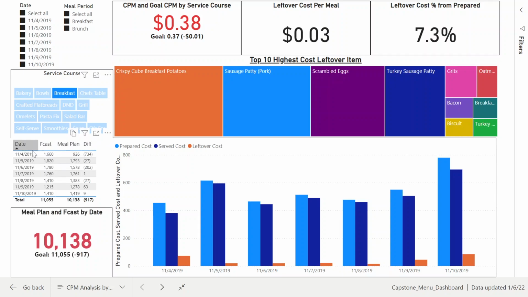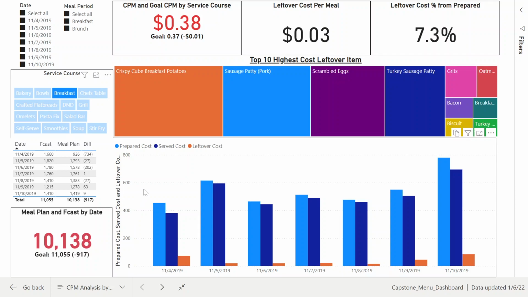Jumping down from that, we have a table that has the date, some hard-coded numbers that the operators provide about how many customers, or how many meal plans, they think they're going to do in that given day. And then we have the actual numbers supplied by gold. So you see here, the operator thought they were going to do 11,055, actually did 10,138, and so we missed the forecast by 917 meal plans. That number is reflected on this card, and it is in red as they missed their forecast. If they had exceeded their forecast, it would be in green.